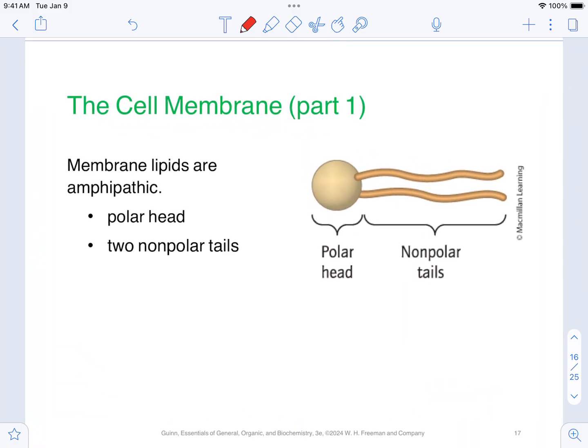So looking at the cell membrane, your membrane lipids are amphipathic. And remember, that just means it has a nonpolar and polar component. So again, we have our polar head and we have our two nonpolar tails. Your polar head is the spherical notation that you'll see, and then your tails are the longer strands there. If you look at the front of the textbook, you'll see something very similar to this. These are membrane lipids on the cover of the textbook.